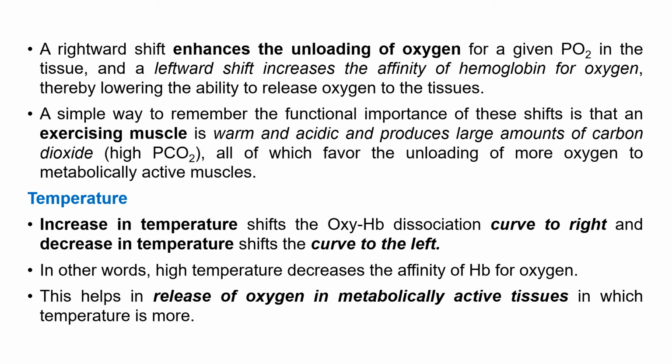A simple way to remember the functional importance of this shift is that an exercising muscle is warm and acidic and produces a large amount of carbon dioxide, high PCO2, all of which favor the unloading of more oxygen to metabolically active muscles. Increase in temperature also shifts the oxyhemoglobin dissociation curve to the right, and decrease in temperature shifts the curve to the left. In other words, high temperature decreases the affinity of hemoglobin for oxygen and causes more unloading of oxygen.